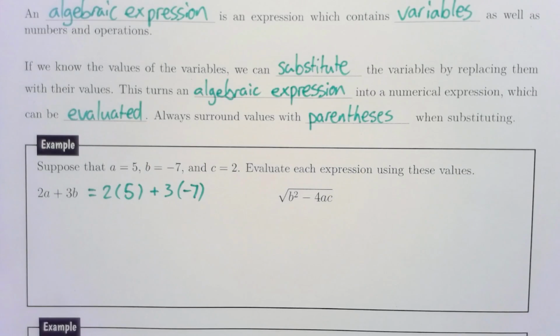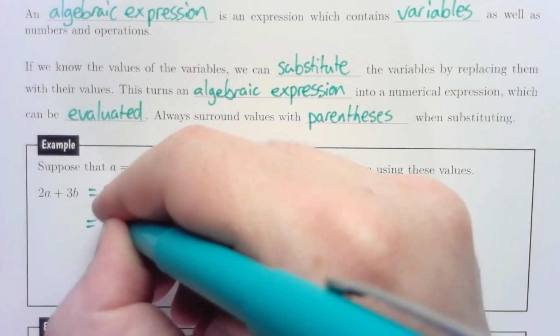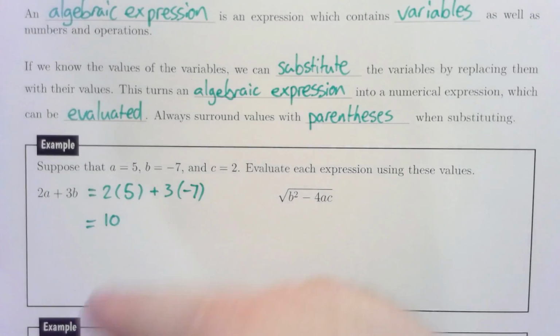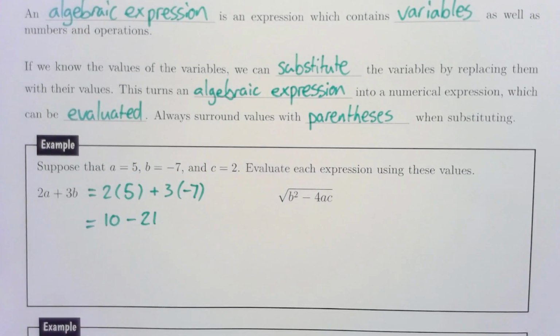At this point, our algebraic expression has become a numerical expression, and we can evaluate it just using the order of operations that we're already familiar with. So 2 times 5 is 10, and 3 times -7 is -21. And we can write plus -21 as subtract 21. It's a more convenient way of writing it.